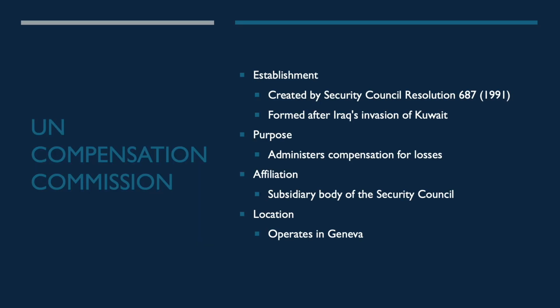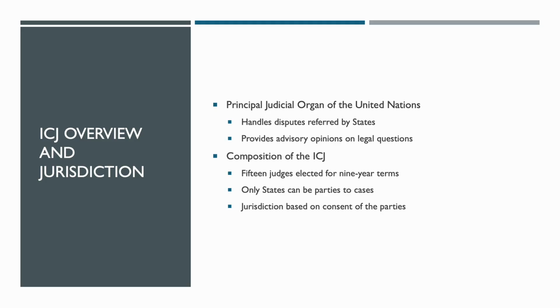United Nations Compensation Commission. Following the Iraq conflict, the UN Compensation Commission was established by Security Council Resolution 687 in 1991 to administer compensation for losses resulting from Iraq's invasion of Kuwait. It is a subsidiary body of the Security Council and operates in Geneva.